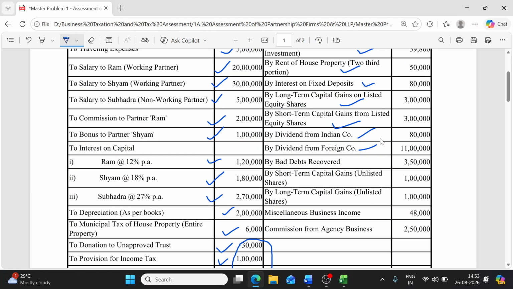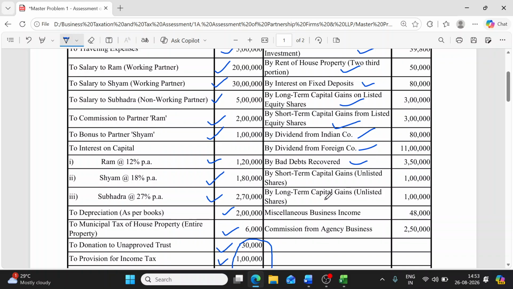Okay, now the next in the problem is bad debts recovered. So in the past, the firm might have claimed that much as expenditure, but in the current tax year, this firm has recovered such bad debts. So this is pure business income and it shouldn't be deducted again. It is pure business income. So don't consider it again in the total income computation.